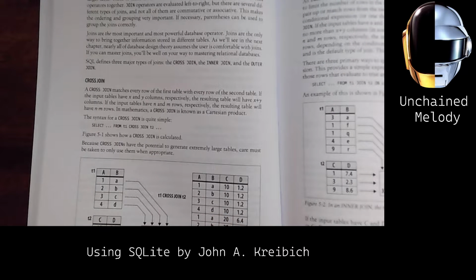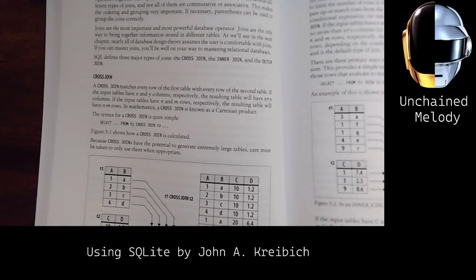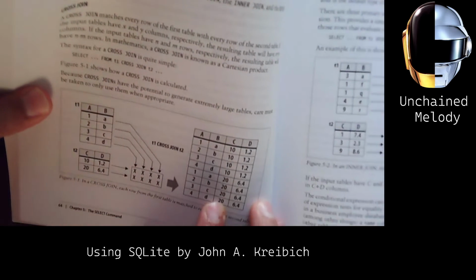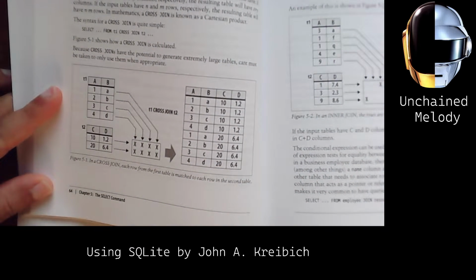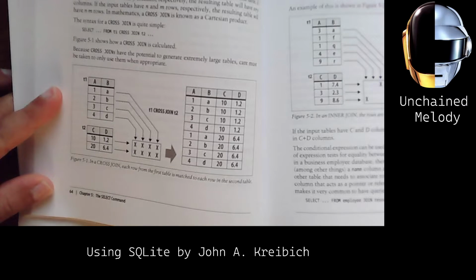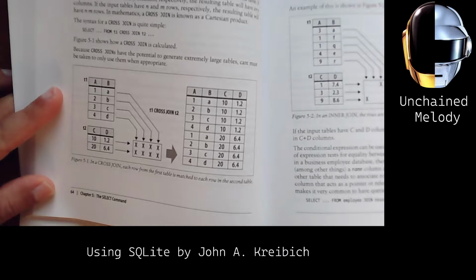The syntax for a cross join is quite simple. Select something from T1 cross join T2. Figure 5.1 shows how a cross join is calculated. Because cross joins have the potential to generate extremely large tables, care must be taken only to use them when appropriate.